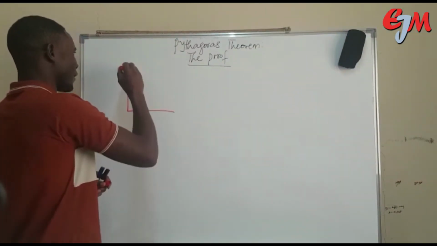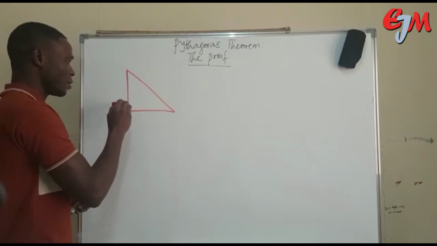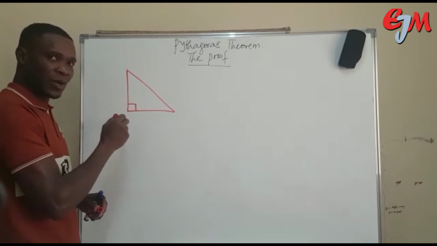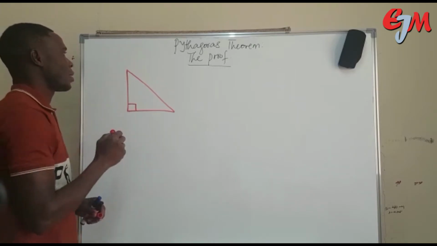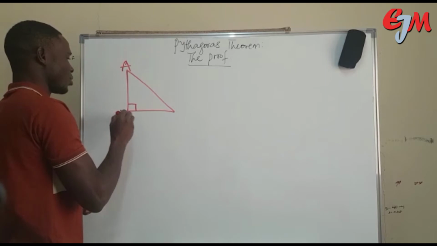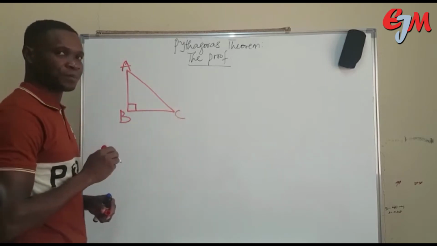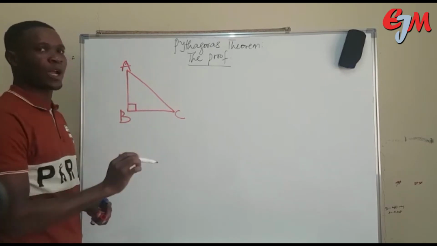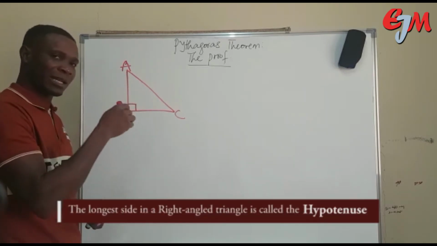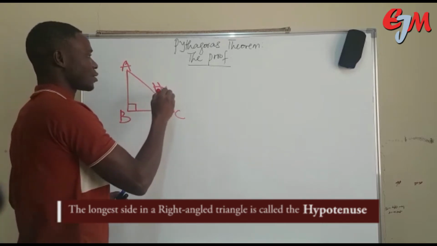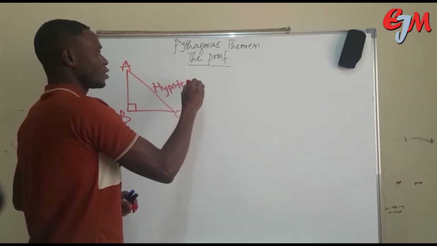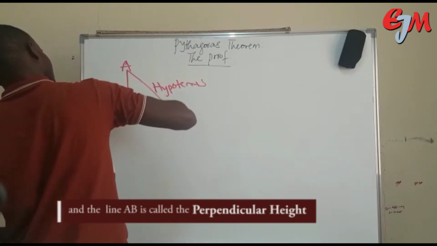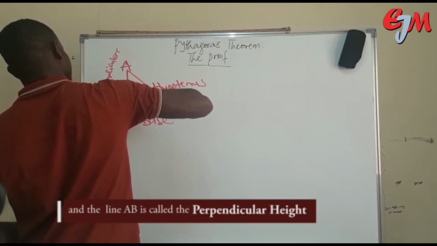This is the diagram of a right angle triangle. A type of triangle that forms 90 degrees in one of the three angles is the right angle triangle. Now this is angle A here, this is angle B here, and this is angle C. If you look at this right angle triangle, this line AC is the longest. The longest side in a right angle triangle is called the hypotenuse. Now BC is the base, and AB is the perpendicular height.